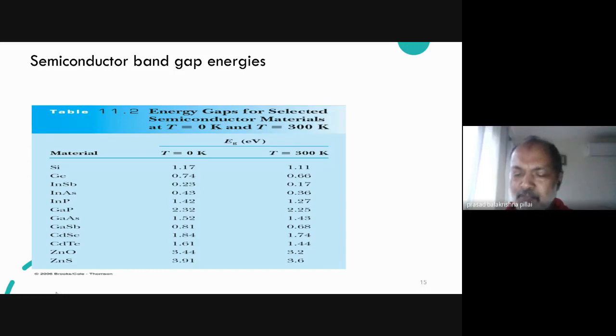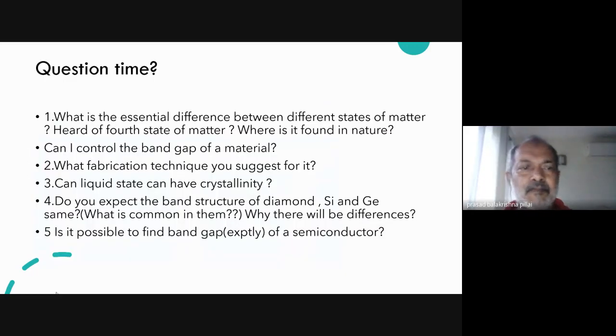So let me pick up the questions first. Some of the things we have already mentioned in this discussion. The essential difference between different states of matter we have discussed already, because we have seen that interatomic distance is different in the different states of matter. And there is a fourth state of matter. What is the fourth state of matter?